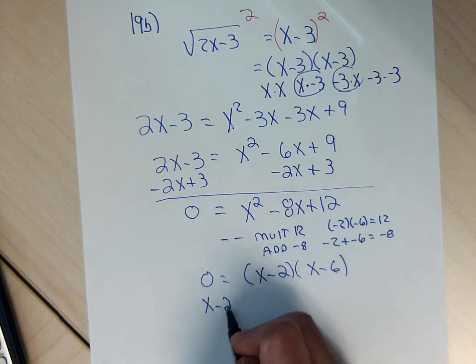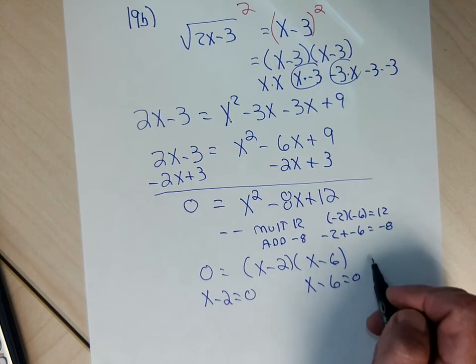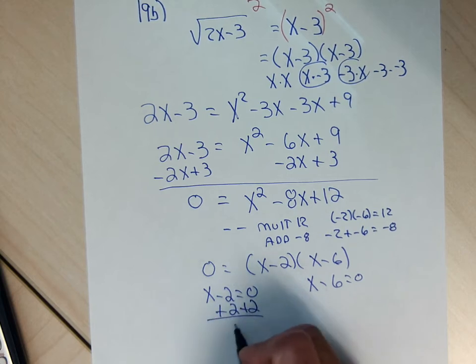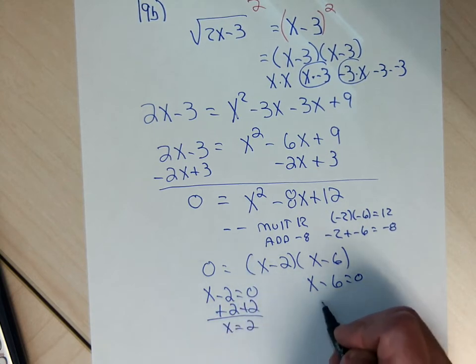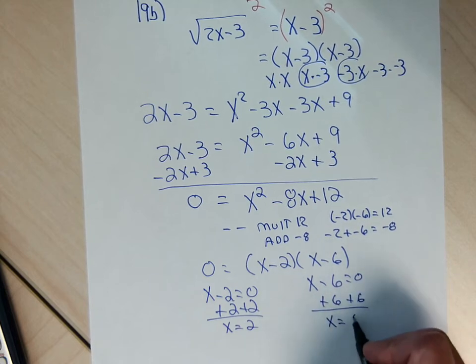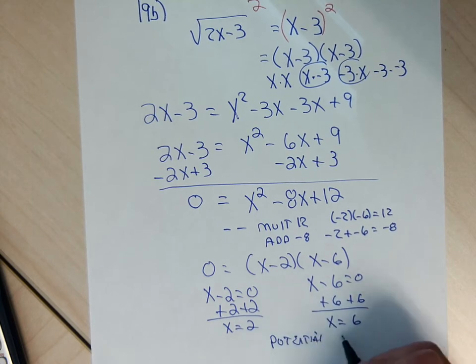Once I get it factored, I set the inside of each parentheses equal to 0, and I do the algebra to isolate the x. For the x minus 2, I add 2. For the x minus 6, I add 6, should I say.